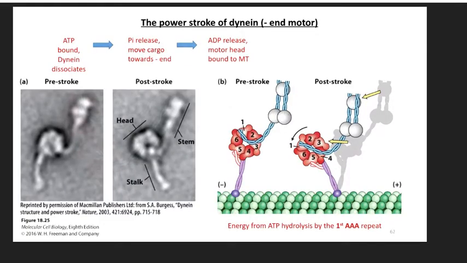Only one out of 6 AAA ATPases, the first one, is involved with the ATP hydrolysis, or at least this much information is gathered from studies. Pre-stroke and post-stroke. This is pre-stroke between third and 5. This is post-stroke between 1 and 5. I mean second and third, 1 and 5.